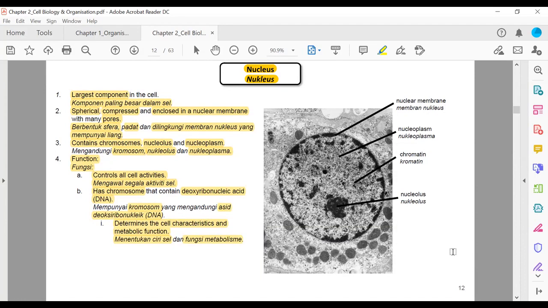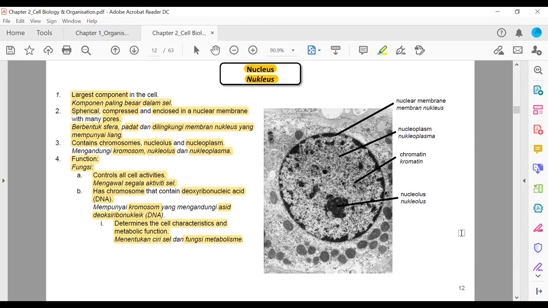The DNA menentukan ciri-ciri sel tersebut, what the cell have to do, apa dia kena buat, apa ciri dia, apa fungsi metabolisme. Metabolisme, apa maksud metabolisme, kita akan belajar di chapter 5 nanti. Chapter 5, metabolism and enzyme. You're going to learn there what is the meaning of metabolism, okay? So, make it shorter.